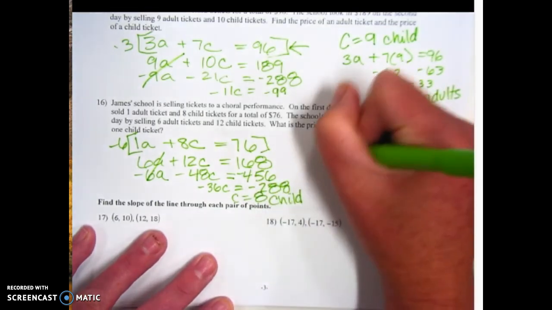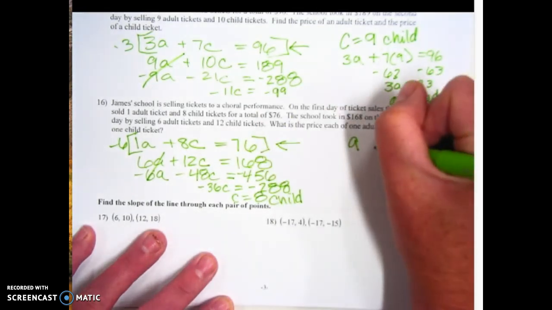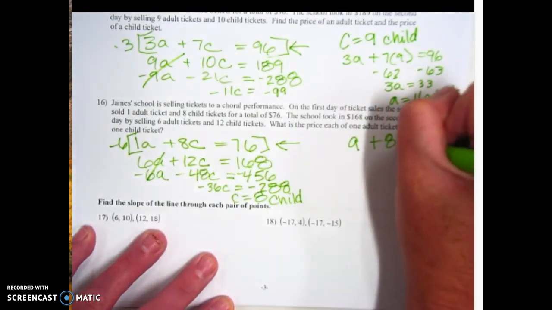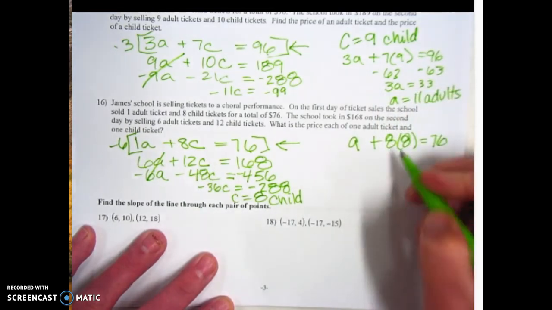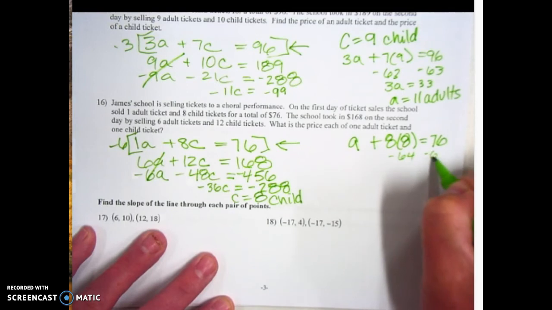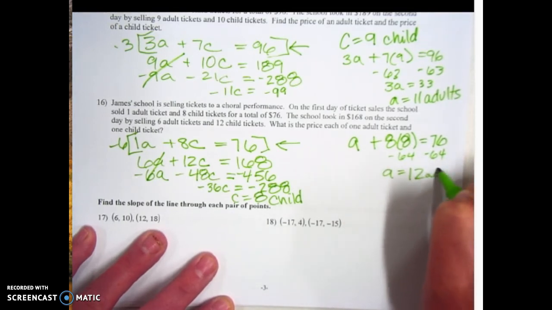So to get the adult tickets, I used this equation right here. So I'm going to have a plus 8 times 8 equals 76. 8 times 8 is 64, so subtract 64 from both sides, which means that the adult ticket is $12.